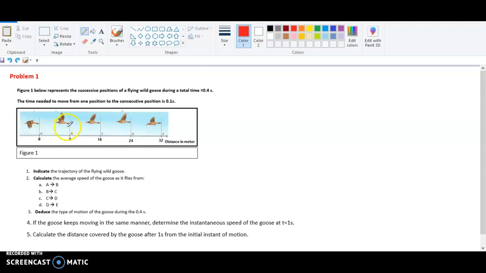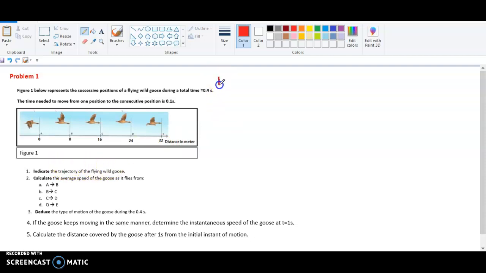is covered. Now the second successive position after 0.1 seconds is B, which is 8 meters away from the initial position. The third successive position is C, which is 16 meters away from the initial position, D, E, and so on. So indicate the trajectory of the flying wild goose.